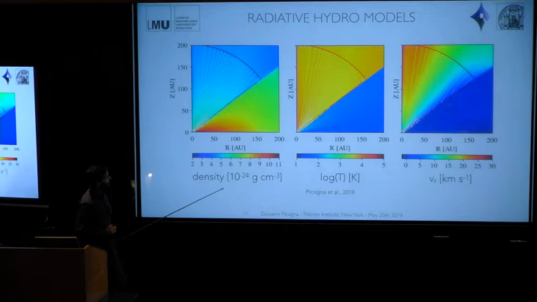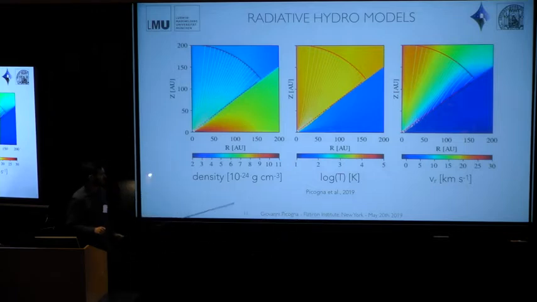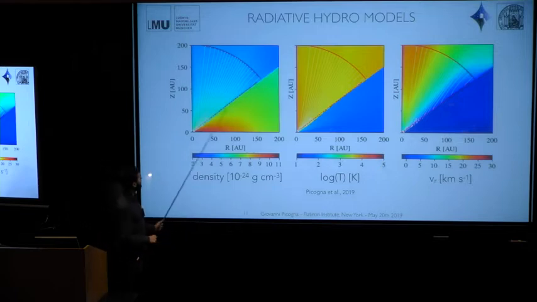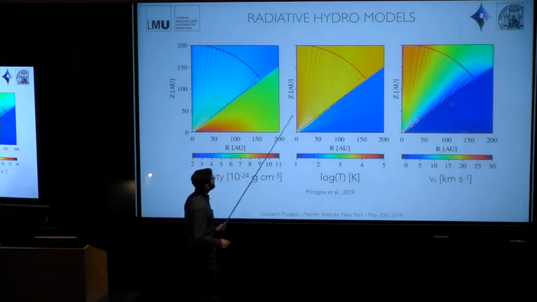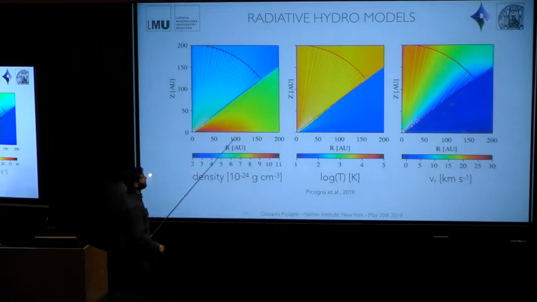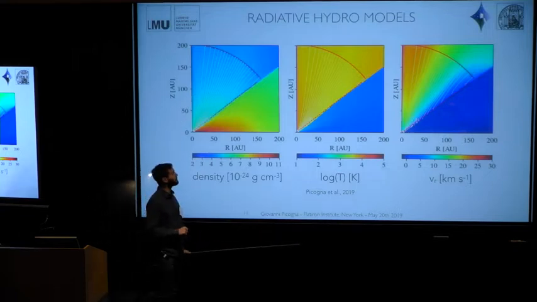This is an example of one of these simulations. This is done for a 0.7 solar mass star, in this case with an X-ray luminosity of 2×10^30 erg per second. I was showing you here the density, the temperature, and the radial velocities, and I've plotted here the streamlines of this photoevaporative wind. I think there is a line every 5% of the cumulative mass loss rate.